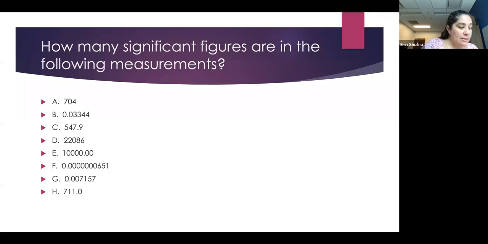So I'm going to go ahead and set the timer. There's 1, 2, 3, 4, 5, there's 8 of these. So I'm going to set the timer for 3 minutes, and you can tell me if you need more time after that. You guys practice these problems. And again, it's okay to talk in the chat or help each other out.